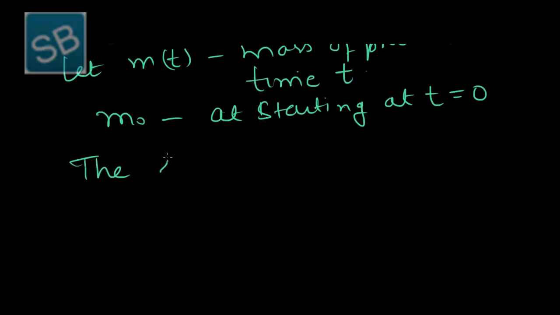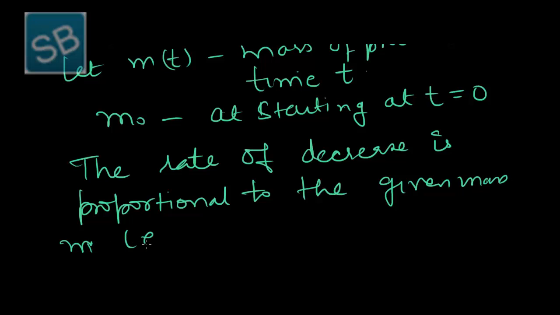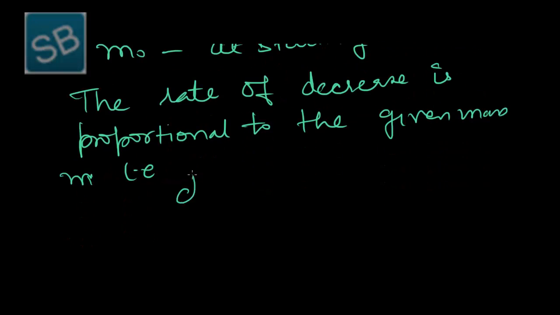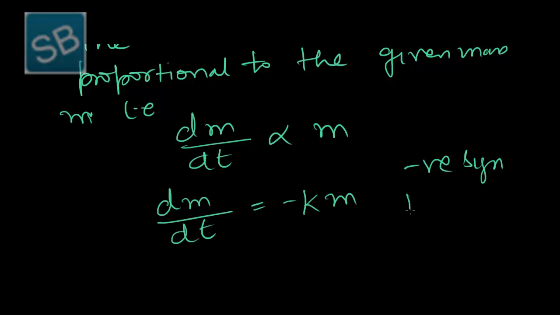So the rate of decrease is proportional to the given mass m, that is dm over dt is proportional to m. As it is the decay of any quantity, here we will take a negative sign. The negative sign indicates decrease of quantity.